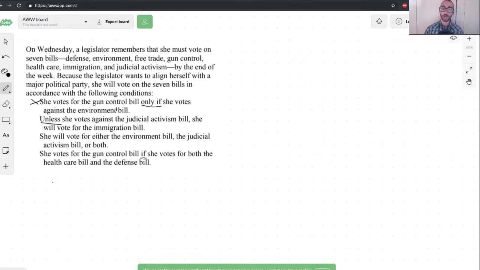So for gun control, we'll say voting for something is positive and voting against something is negative. So that is a positive arrow negative. So I'll type this on the side here, positive arrow negative. That means at least one must be out. So whenever you have a positive variable followed by a negative, at least one is out. You lose at least one. They cannot both be in at the same time.